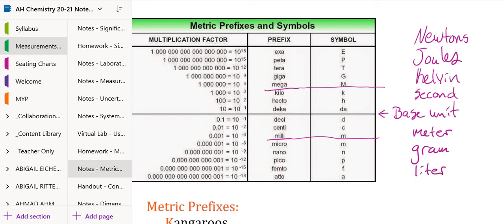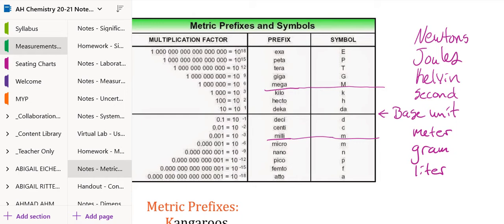Okay, so you need to know kilo, hecto, deca. Those are the metric prefixes that are bigger than our base unit. So if we go from our base unit to deca, how many of our base units will be in deca? Does anybody know? 10. What about of our base unit in hecto? 100. And of our base unit in kilo? 1,000.